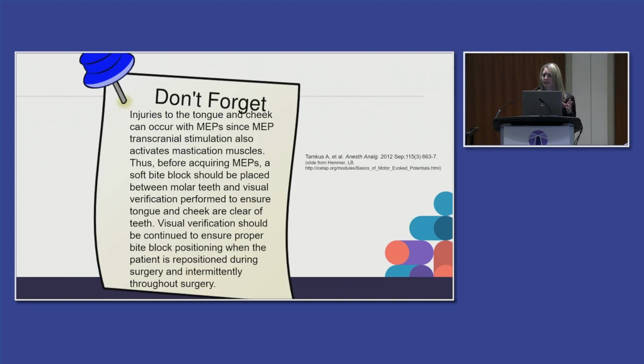Of course, when they're doing transcranial motor evoked potentials, don't forget to pay attention to the bite block. It stimulates the muscles of mastication. You don't want a bite injury. So you want a soft but firm bite block between the molars. Place that before they start acquiring signals. Double check that it's still there. It doesn't do any good if it's on the ground after you've positioned prone, and pay attention to checking periodically throughout the surgery.